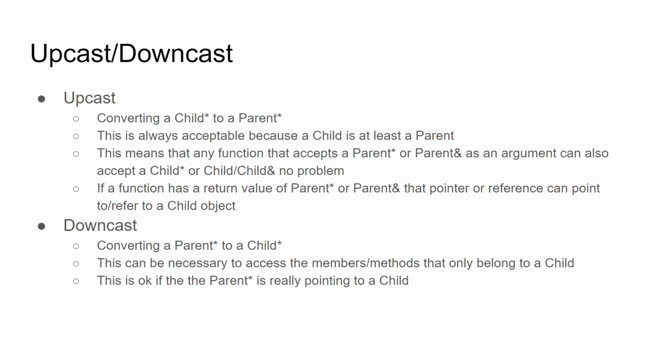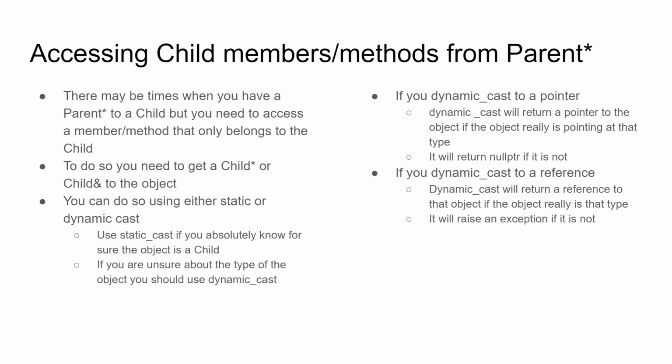The downcast is when you go down the inheritance stream, so when you go from a parent to a child. This can be necessary sometimes if you want to access a particular member of the child, and only the child has that. And this is only going to be okay, though, if the parent is really pointing to an instance of a child. If that parent pointer is really pointing to a parent, trying to cast that parent pointer to a child pointer shouldn't succeed. So again, you might need to do that downcast to get the child pointer from the parent.